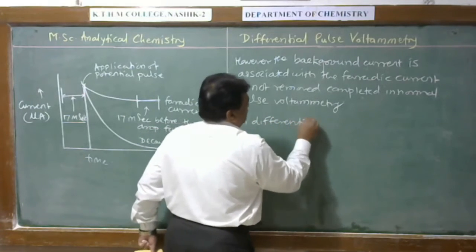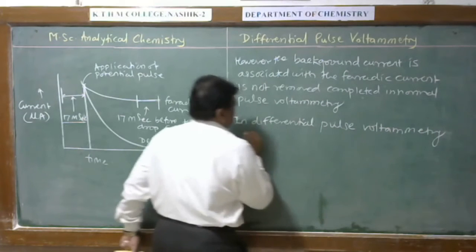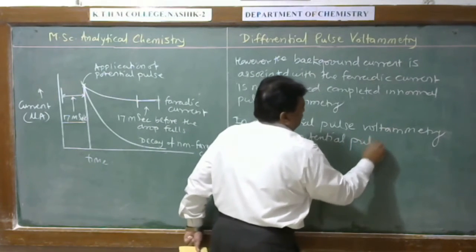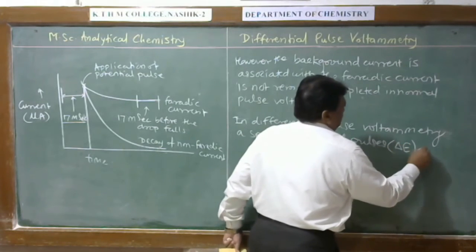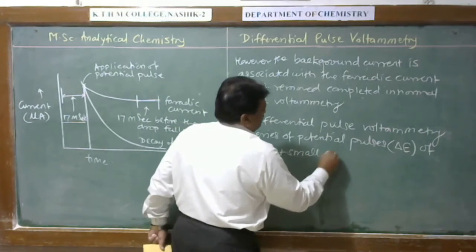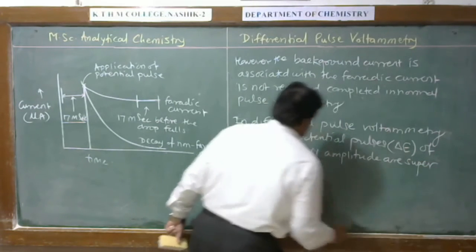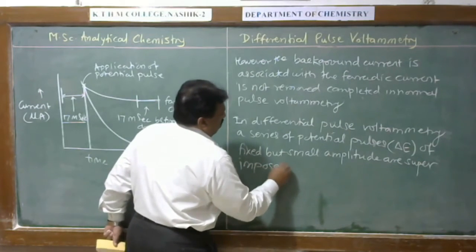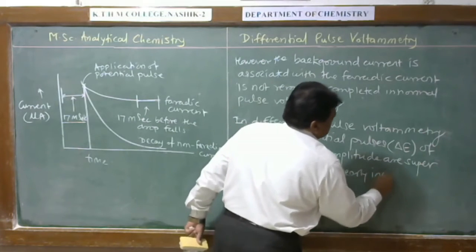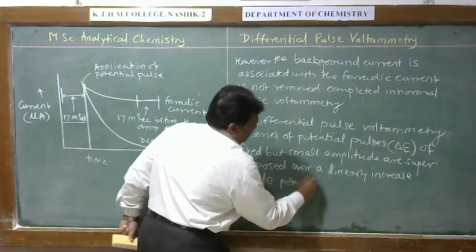Therefore, in differential pulse voltammetry, a series of potential pulses, that is delta E, of fixed but small amplitude are superimposed over a linearly increasing DC potential ramp.